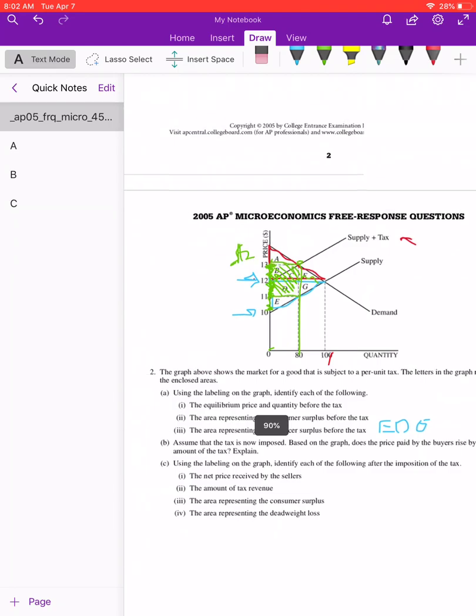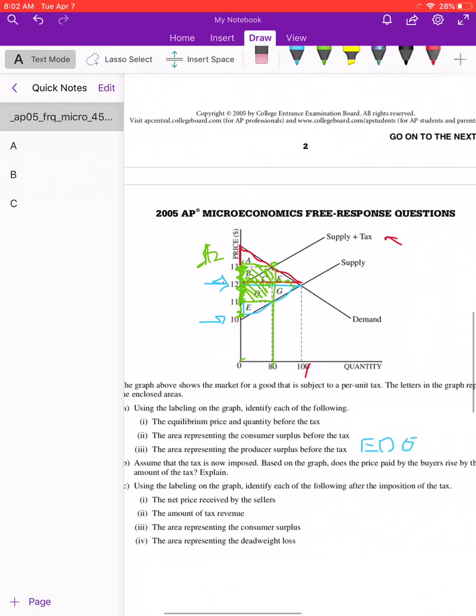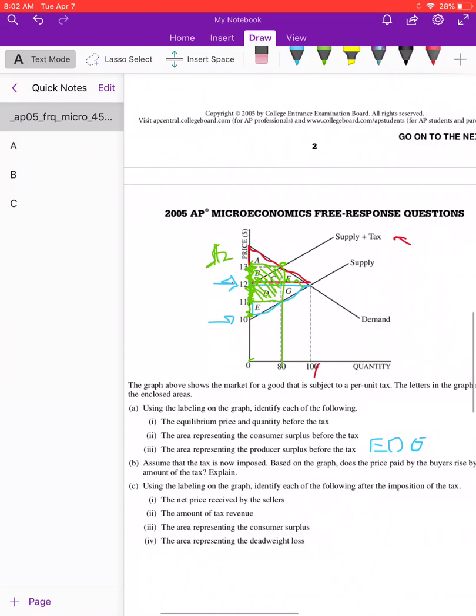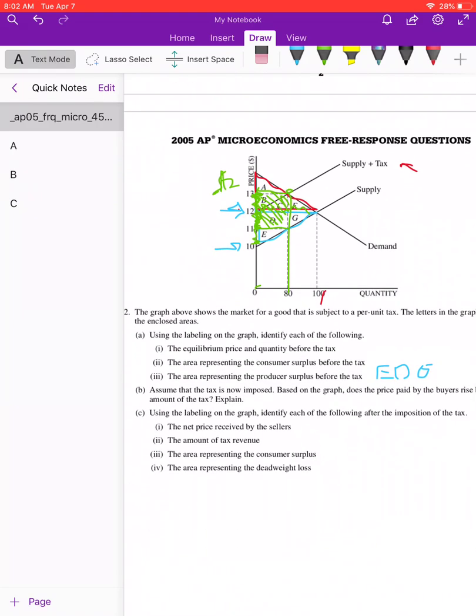And then finally, letter C. Using the labeling on the graph, identify each of the following after the imposition of the tax. The net price received by the sellers. Okay, so after the tax then, what we see is the tax revenue for the government is going to be this area there, which is BCD. This is your tax revenue.